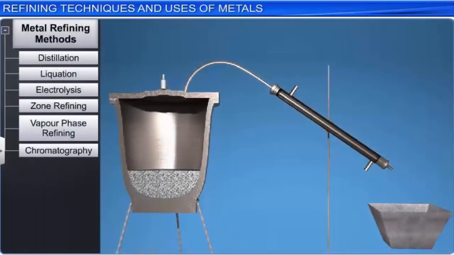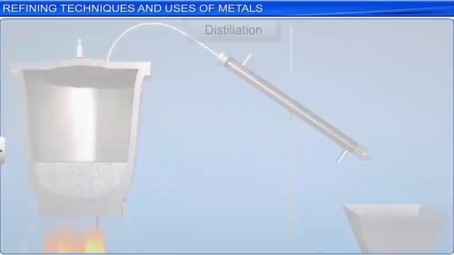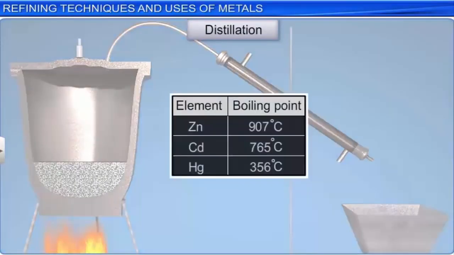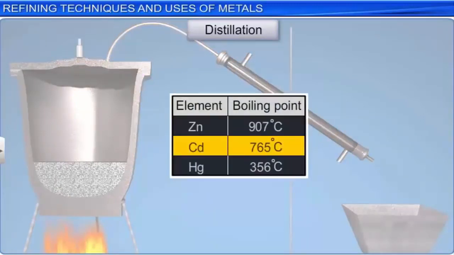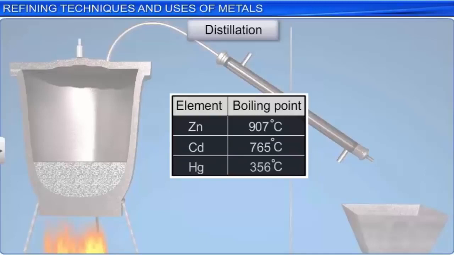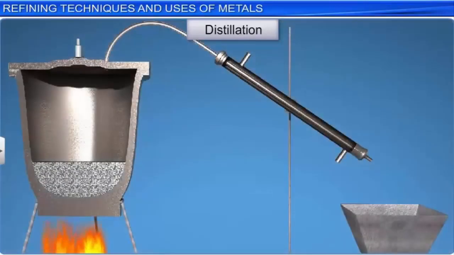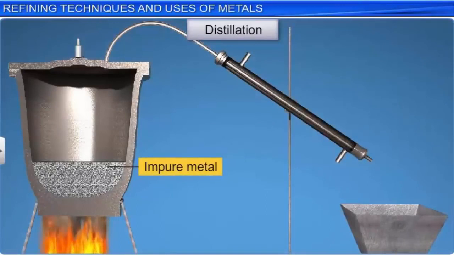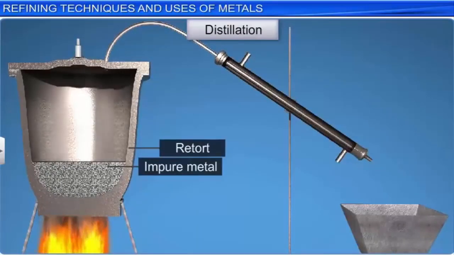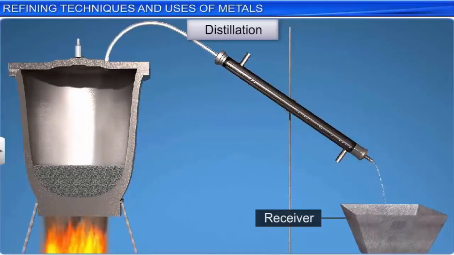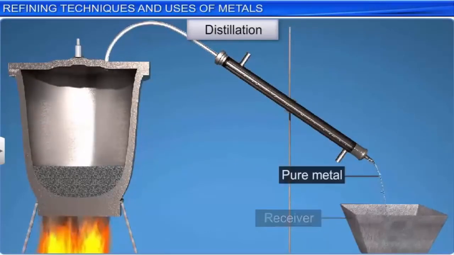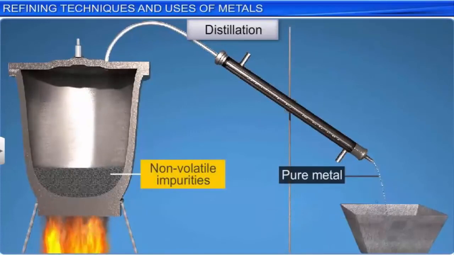First, let us study distillation. This process is used to purify metals with low boiling points, such as zinc, cadmium, and mercury. In this method, the impure metal is heated in a retort and its vapors are separately condensed in a receiver. The pure metal distills over, leaving behind the non-volatile impurities in the retort.